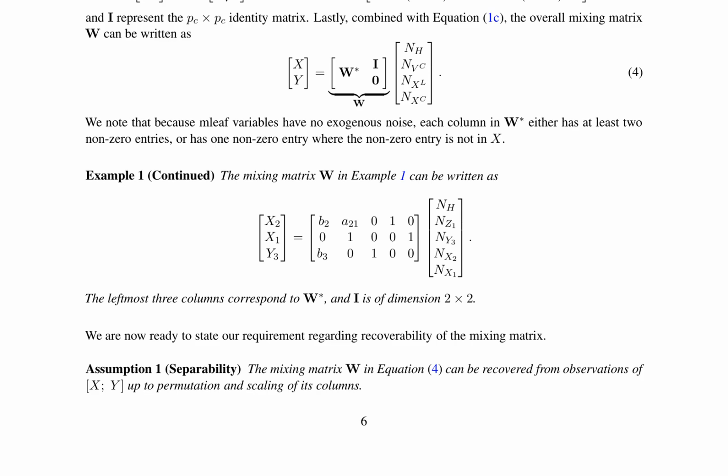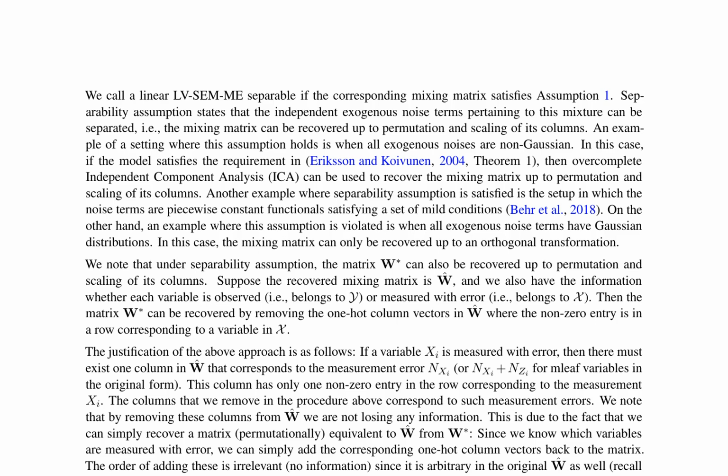In conclusion, this paper presents a comprehensive analysis of the identification problem for linear latent variable structural equation models with measurement errors. The authors provide a detailed explanation of the assumptions required for identification and demonstrate their approach using an example model. This research contributes to the ongoing efforts in understanding the complexities of structural equation modeling and its applications in various fields. Here is a combined summary of pages 7 and 8 of the research paper.